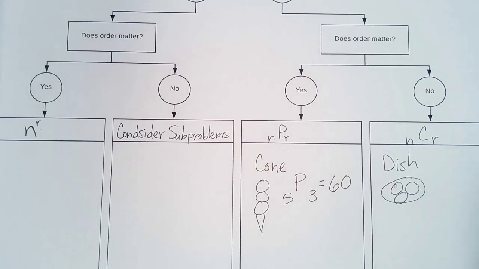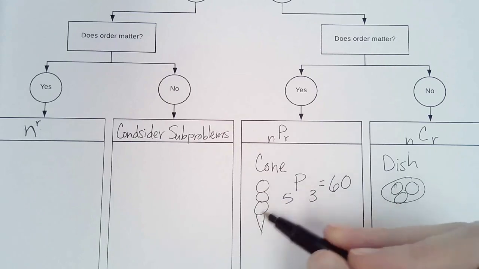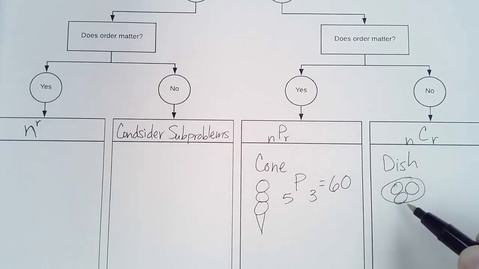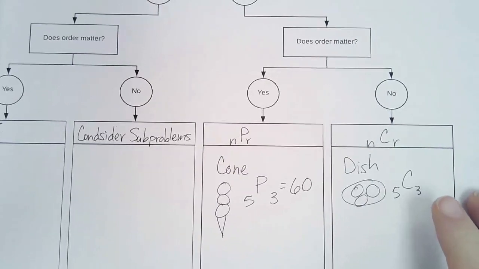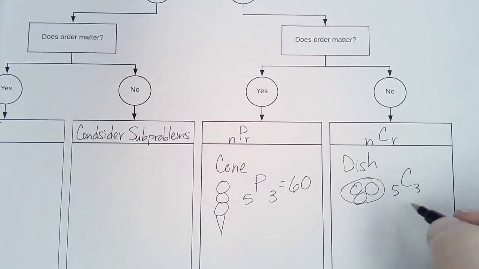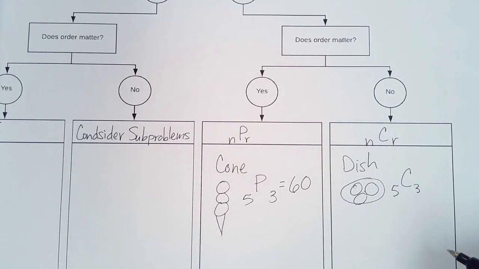Now we're going to take a look at the dish situation. Again, there's 5 flavors of ice cream here. The order did matter with the cone, but it doesn't matter with the dish. There's not a top, a middle, and a bottom. So it's a combination, 5 flavors. We're picking to eat 3 scoops. And so we don't have as many dish options as we had with ice cream cones where the order mattered. When the order doesn't matter, we have a lot less options. We have 10 different dishes of ice cream we can get.